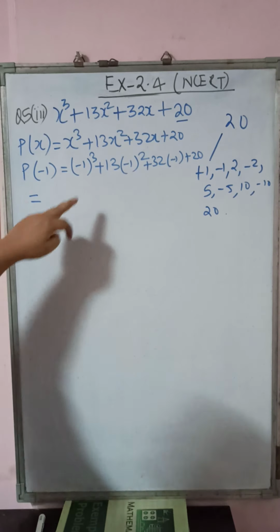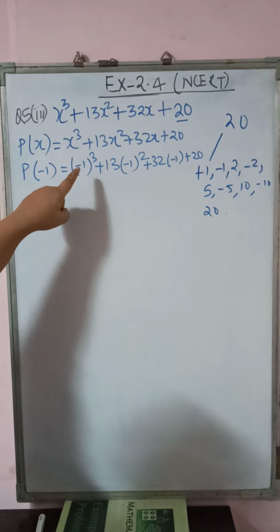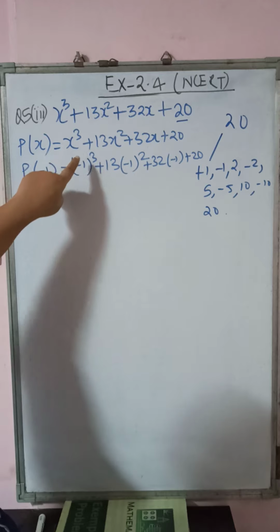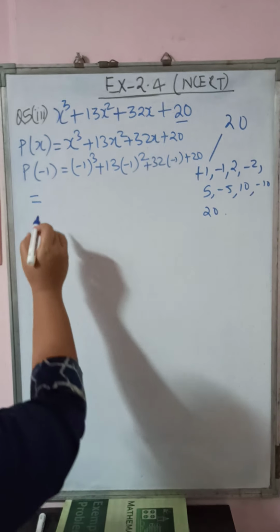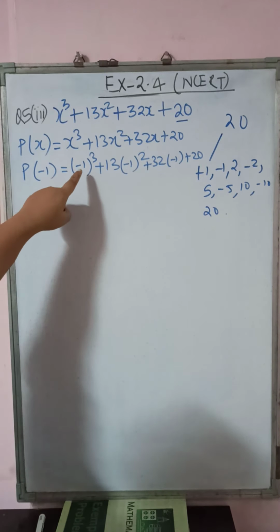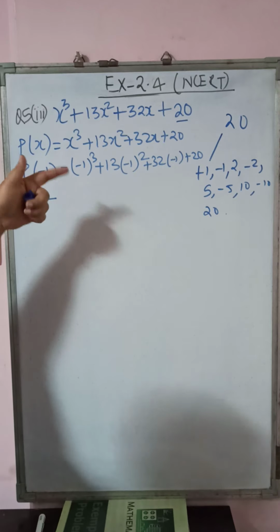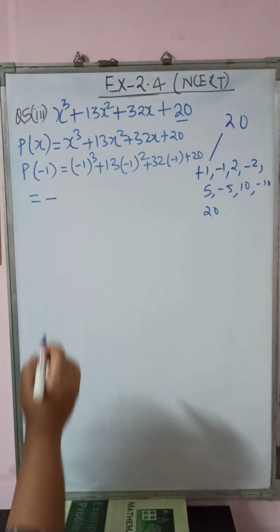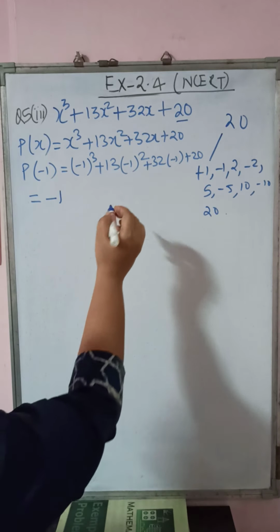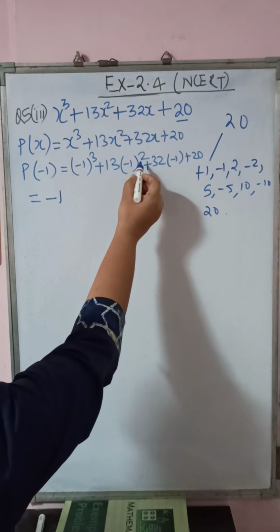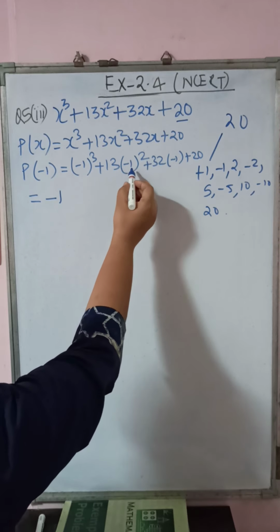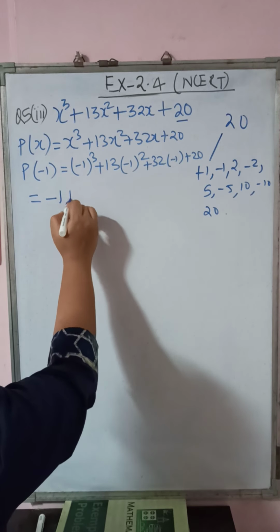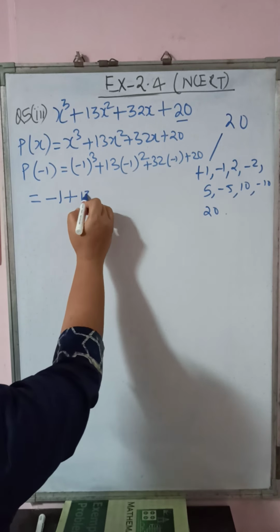Now, minus 1 cube is how much? If the power is odd and the base is negative, then the overall sign will be negative. And because the number is 1, whatever the power is, 1 raised to power 100, 1 raised to power lakhs, the answer will be only 1. Now, minus 1 square will be how much? Again, here the power is even and the base is negative, so the overall sign will be positive. So plus into plus, plus 13 into 1, 13.